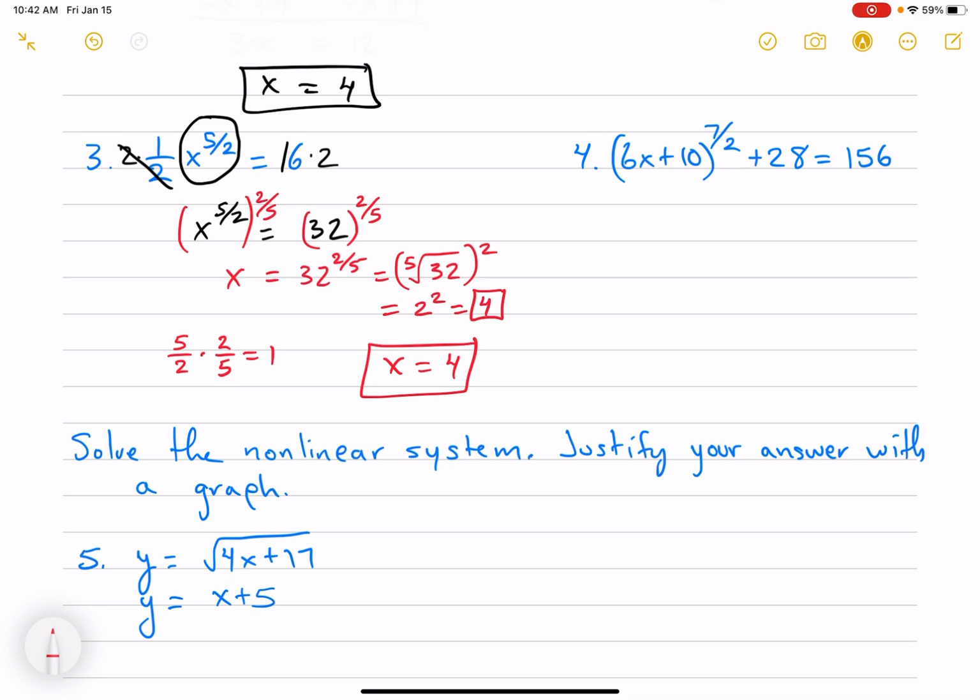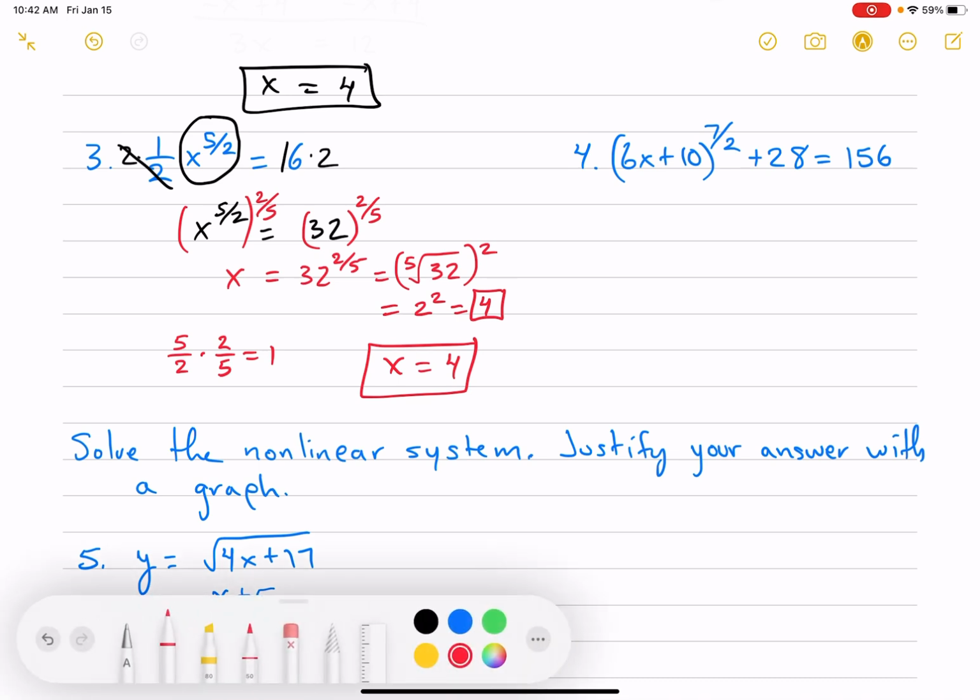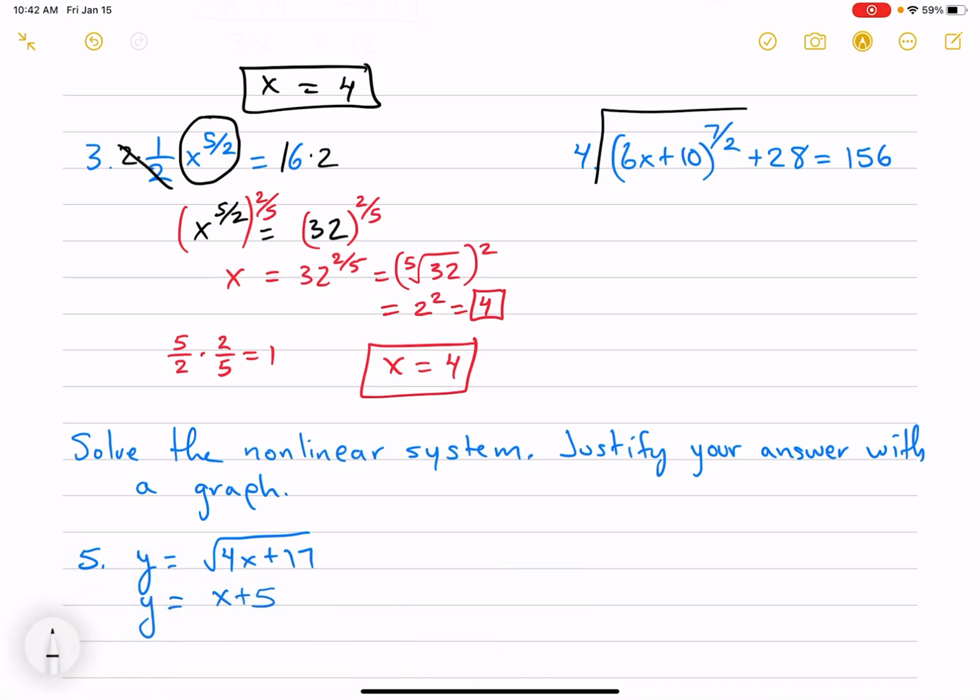Okay, example number 4 is very similar, but we're going to isolate the expression with the rational exponent. So we're going to subtract 28 from both sides. (6x + 10)^(7/2) is equal to 128. 156 minus 28 is 128.